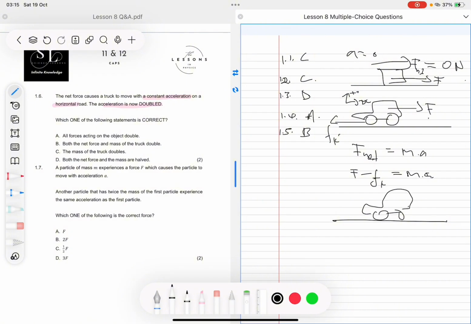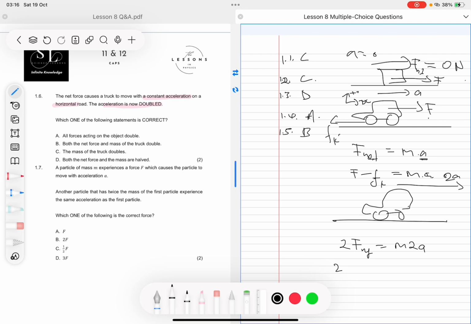Remember here on the first scenario, we have the acceleration A, right? Now we double the acceleration. It becomes 2A, right? This means that the net force will be equals to mass, but in this case we'll have 2A because we've doubled the acceleration. If I double the acceleration, we know from Newton's second law that I also have to double the force because they are directly proportional, those two quantities.